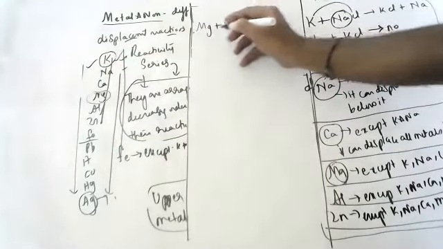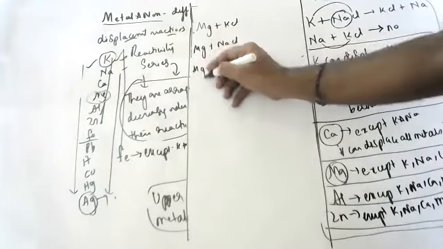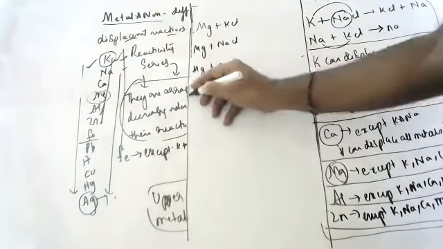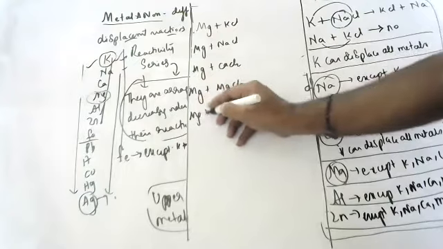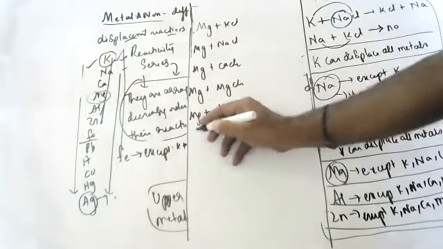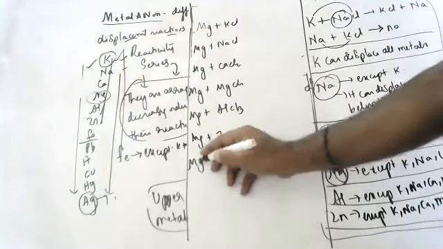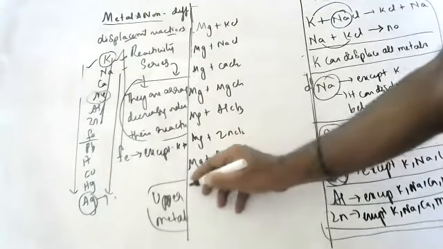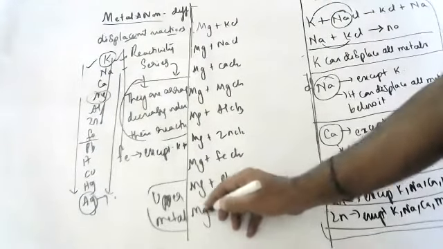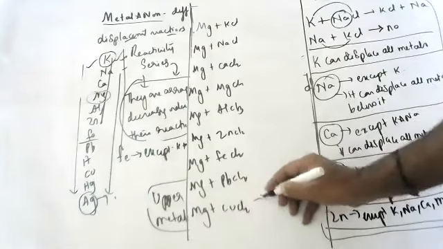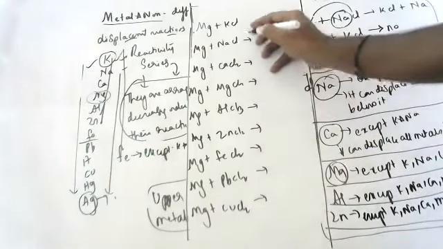Okay, so children, magnesium with KCl, magnesium with NaCl, magnesium with CaCl2, magnesium with MgCl2, magnesium with AlCl3, magnesium with ZnCl2, magnesium with iron chloride, magnesium with lead chloride, magnesium with copper chloride. I want to know what products you will get. What are the products you will get?